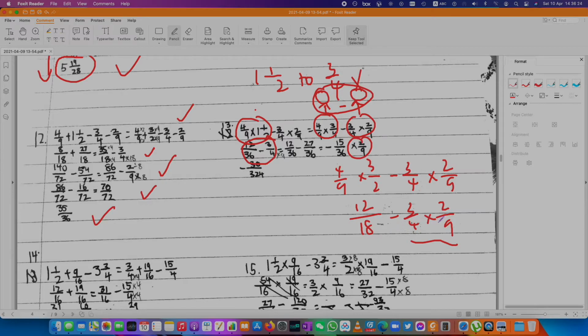Because times and minus, which one comes first? Times. Yes, so that's why you write down the 12 over 18. The minus stays as minus, then you do this 3 times 2, yes, so it's 4 times 9. So then you only do the minus. Does it make sense? Okay, so do it right now.